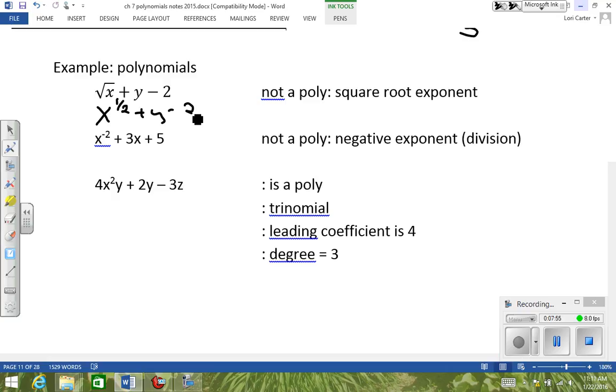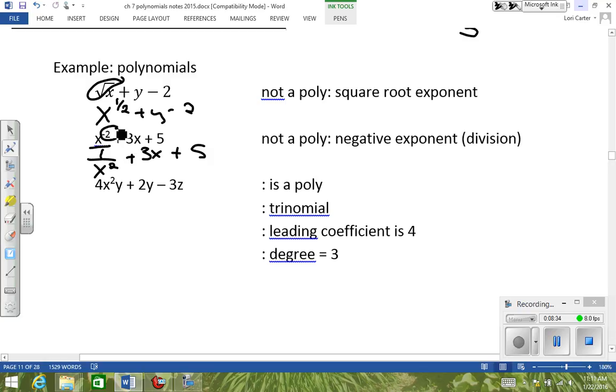The next one is no because of the negative 2. Exponents have to be positive. How do you rewrite that? That's a negative exponent. When you were doing polynomials, could you divide by a variable? No. You cannot divide by variables. They're not polynomials. So this one is illegal.